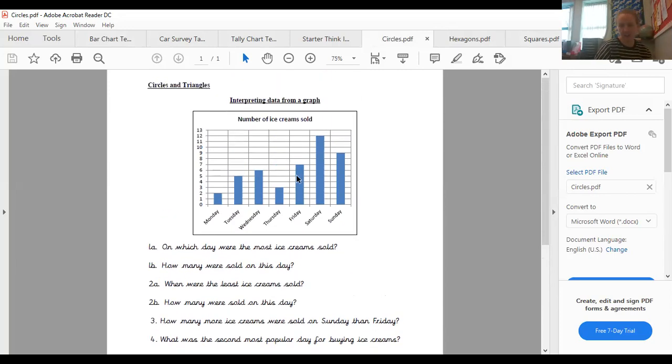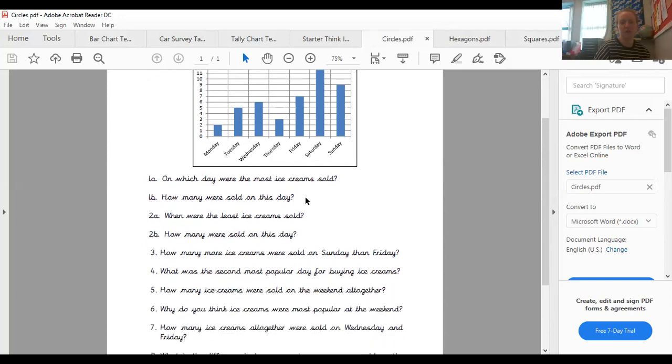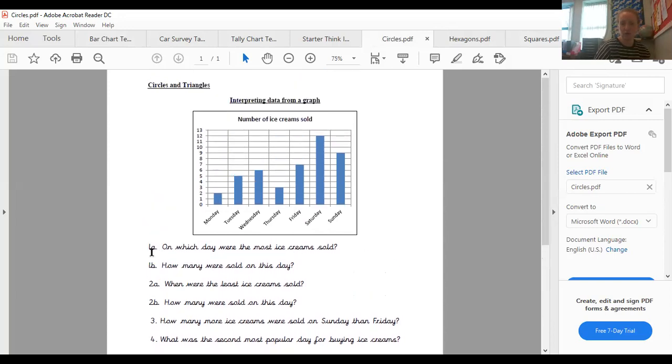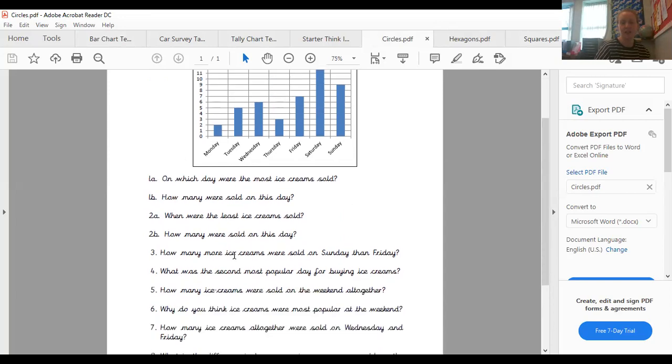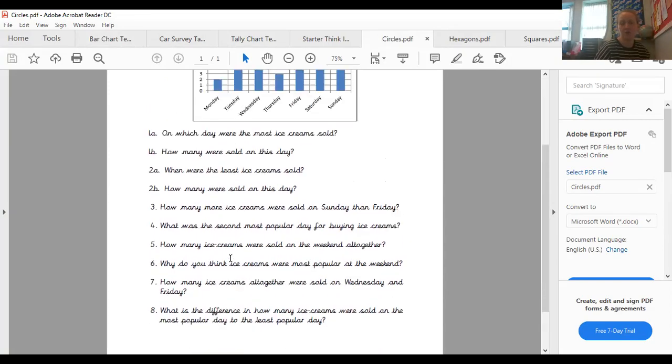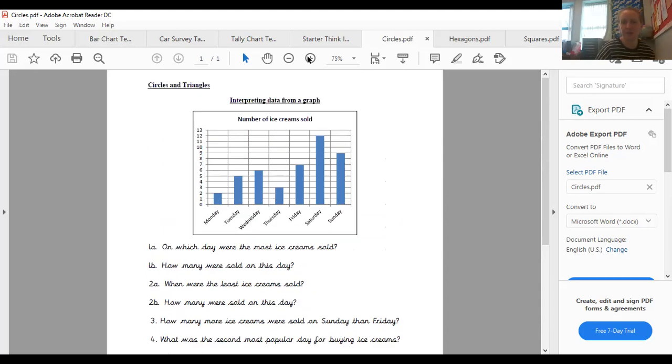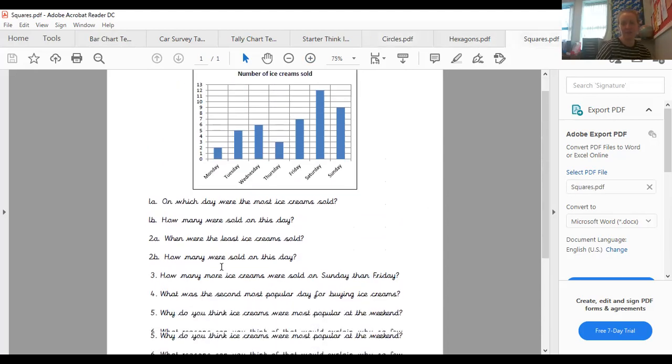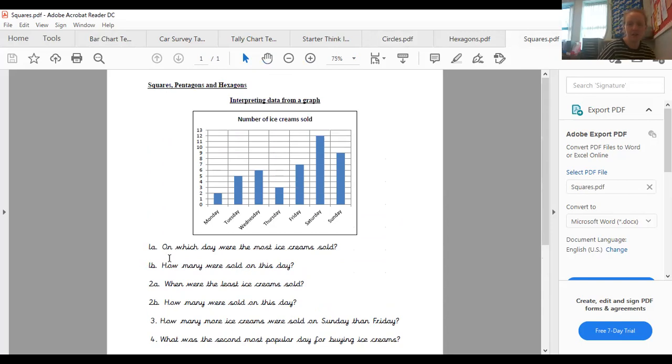Now, if you've printed this sheet off, that's wonderful. You can write it on the sheet. Or if you want to just write the numbers in your book and write the answers next to that as well, that is fine. Just make sure you've got your date on the top of there and our Walt to interpret bar charts. So there's your circles one there. Squares, you have got the same, but your questions are slightly different. So again, looking at the information there and answering the questions on your sheet.